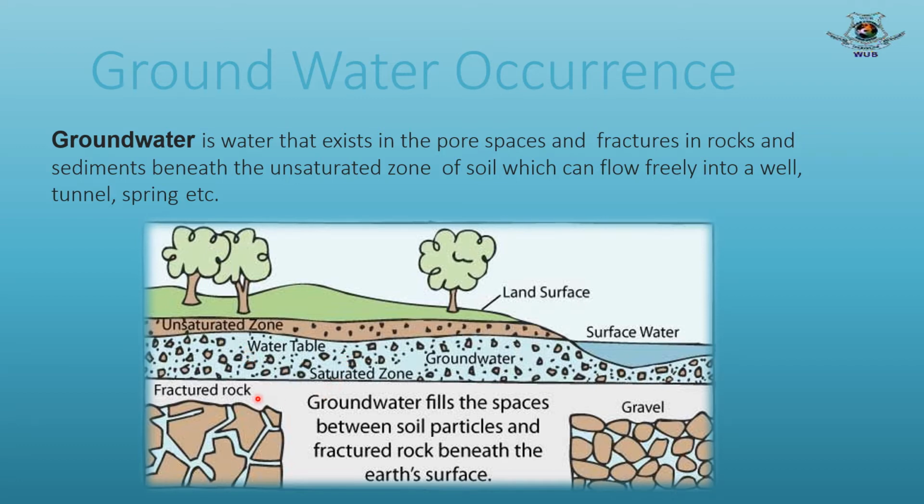And below this zone there may exist hard soil, rock, gravel, etc., and water can exist in the fractures of rock and also in the void space of gravel. That means water can exist in every space below the unsaturated zone.